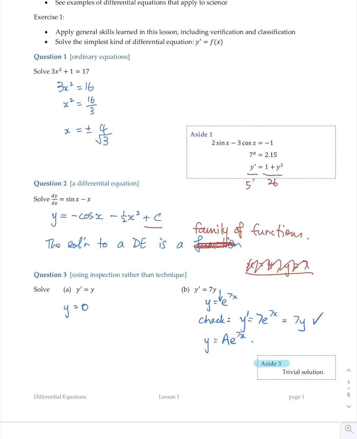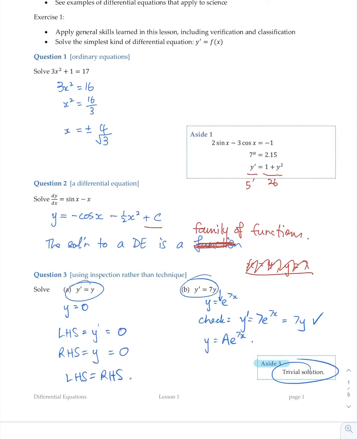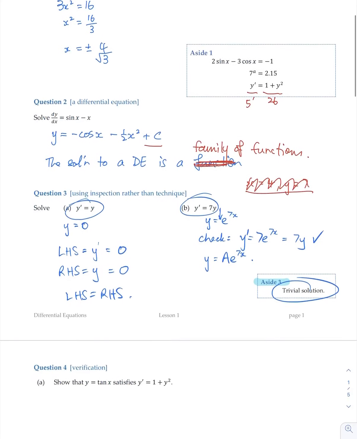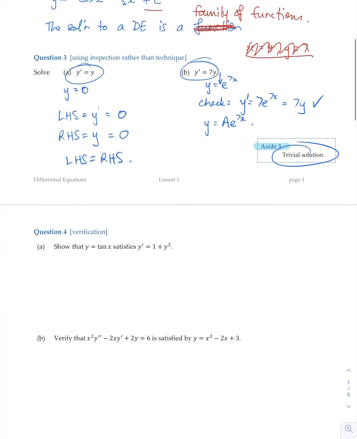Now, if you look at that, the left-hand side is y dash, and the derivative of that is 0. And the right-hand side is y, and that's 0. So the left-hand side equals the right-hand side. So this is a trivial solution to this equation, and it works for this one as well. Or it can be called a constant solution. So it's a trivial solution that doesn't really capture the essence of the differential equation.